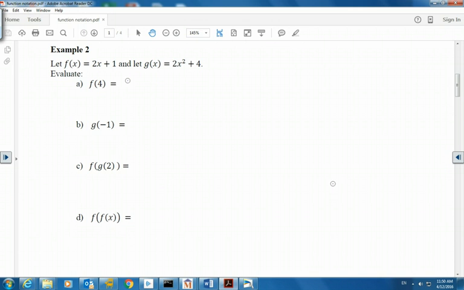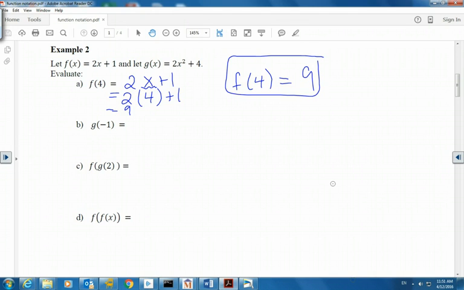So here, I've got the function, f is 2x plus 1, right? But instead of this x, I should write 4. So I'm going to substitute 2 times 4 plus 1. And then what does that equal? 9. So that equals 9. So f of 4 is equal to 9. All right.